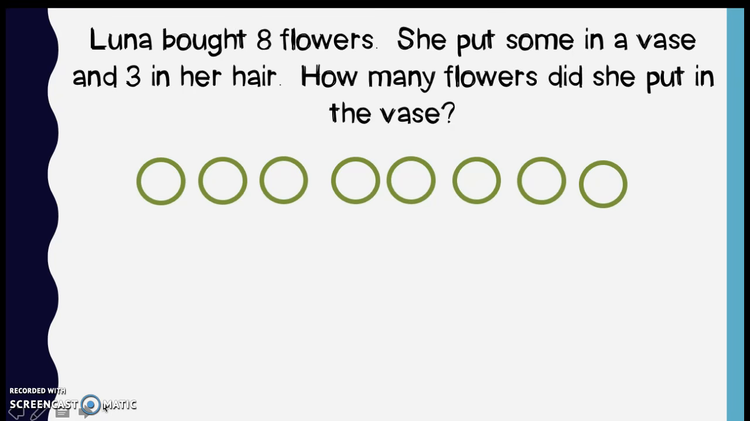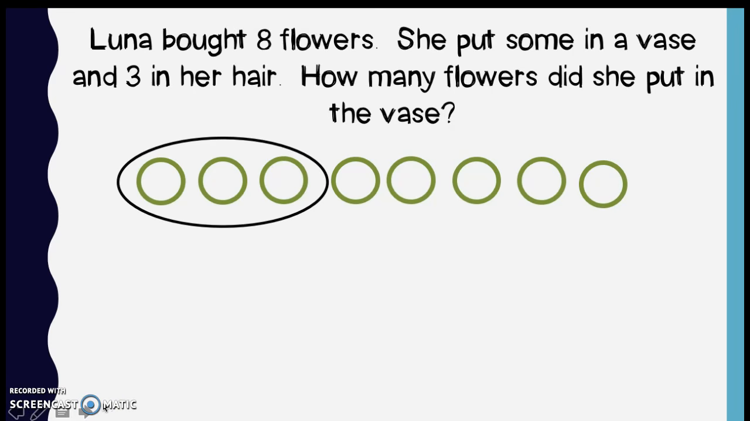Okay, it says she put some in a vase. Do we know how many she put in a vase yet? No, we have no idea. Some is not actually a number. All right, so she put some in a vase and 3 in her hair. So since we circle what we know, she put 3 in her hair. So let's go ahead and circle 3 of those.